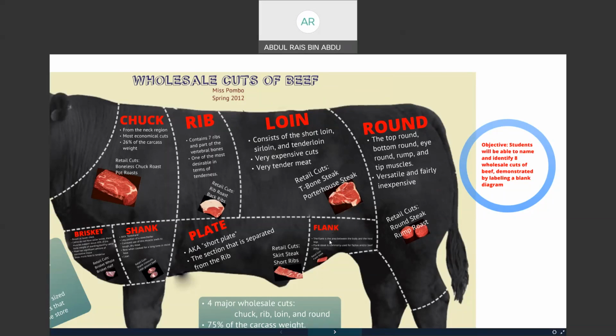Below it is the flank. What does it say here? The flank is the area between the body and the hind legs. Flank steak is commonly used for fajitas or beef jerky. So this section is the flank. Beef jerky is similar to serunding.